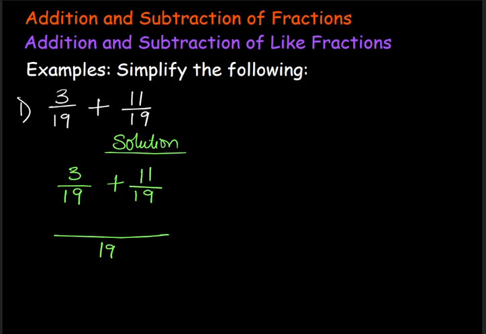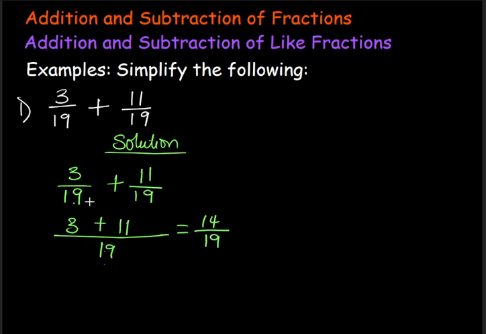Now, what do we do? 19 into 19, please look at this carefully. 19 into 19, that will give us 1. And then 1 times 3, that will be 3, plus 19 into 19, that will be 1. 1 times 11, that will give us 11. And our answer will be equal to 3 plus 11, that will be 14 all over 19.